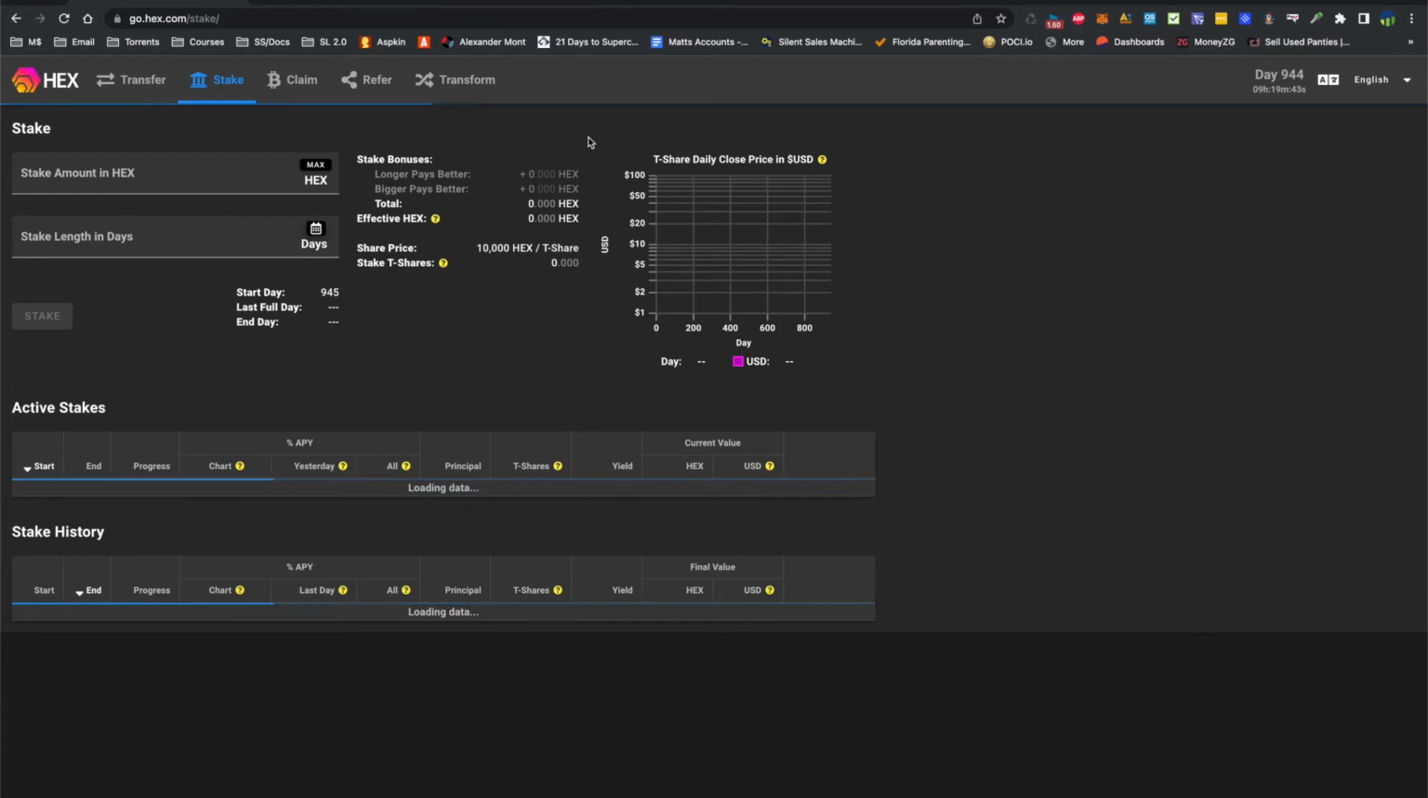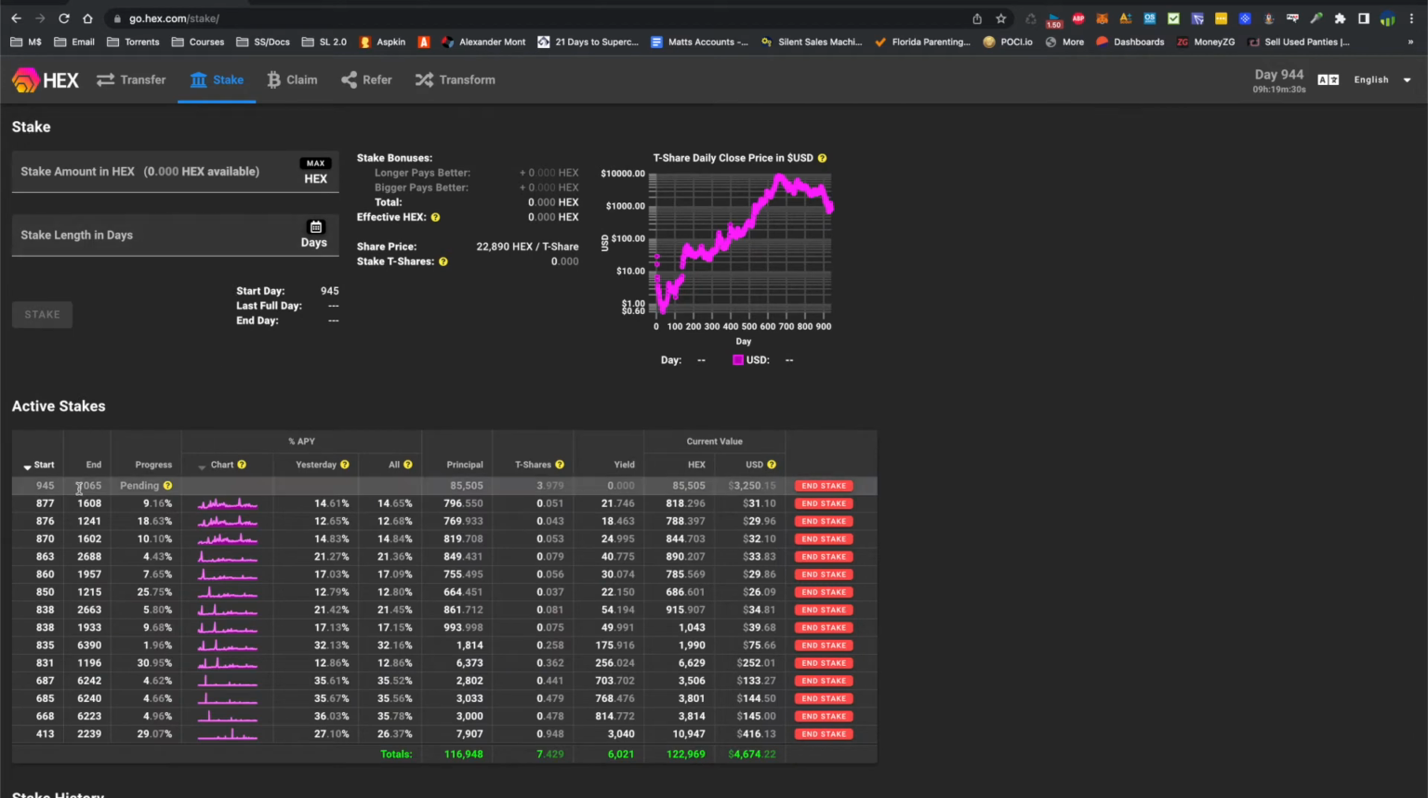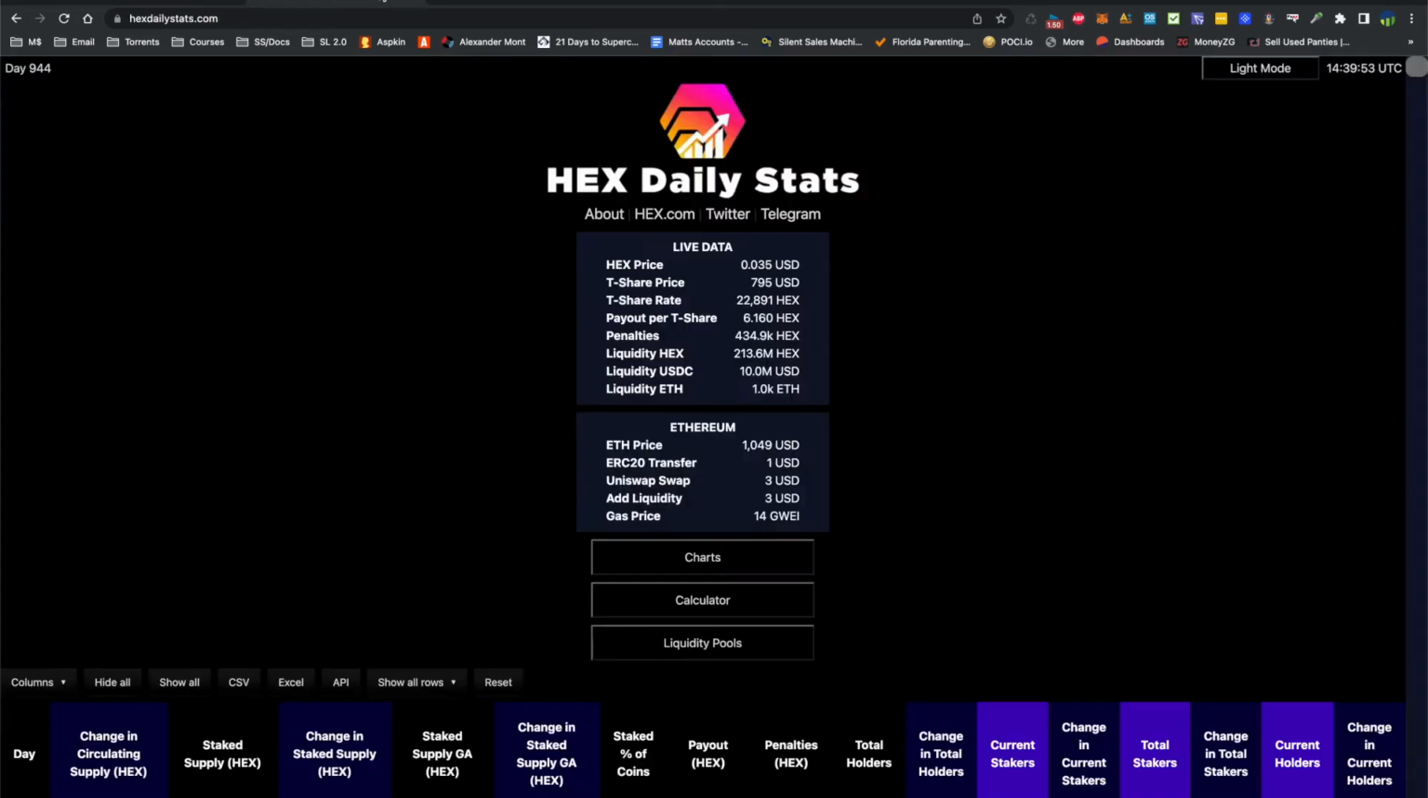Oh, looks like up here, this is the time left over until the next update on the interest and everything. Oh, here we go. So here's my stake right here, and it's pending. 85,000. I got 3.97 T shares. So I'll earn what was that?